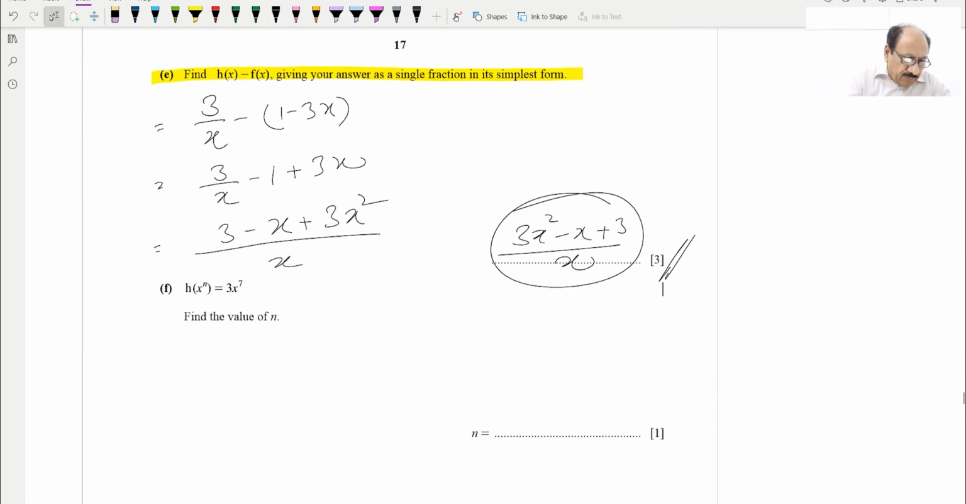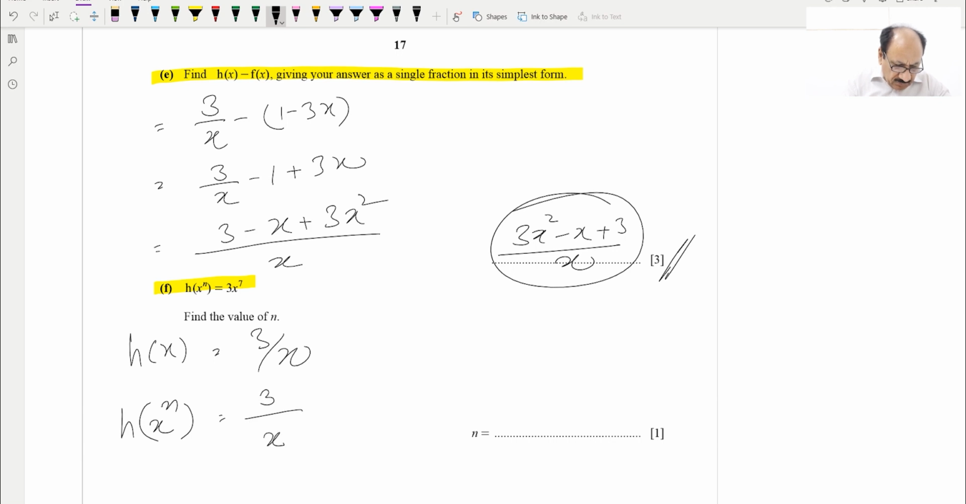Hopefully you understood this. Now part F says h of x raised to power n is equal to 3x raised to power 7. Find the value of n. So h of x, we know h of x is equal to 3 by x. Now we can write h of x raised to the power n. We will replace 3 over x by x raised to the power n, which we can shift as numerator. So 3x raised to the minus n. When we shift the denominator to the numerator, its power will change. Hopefully you know the indices rule.